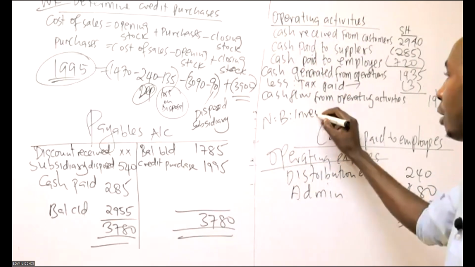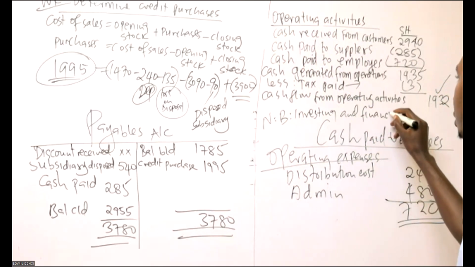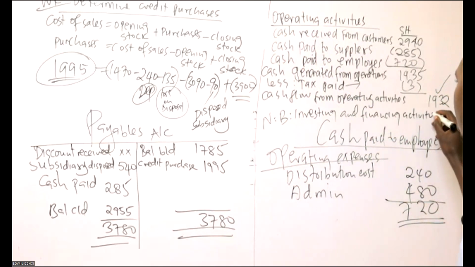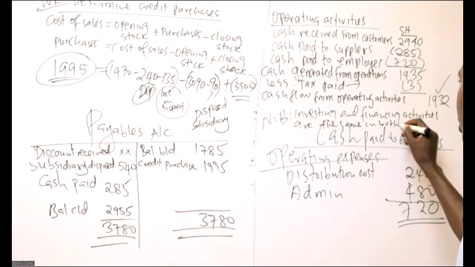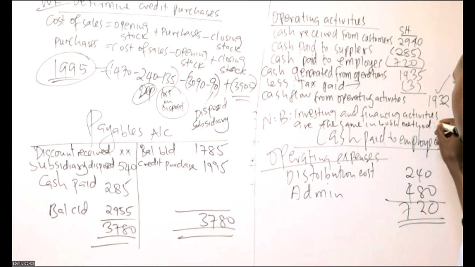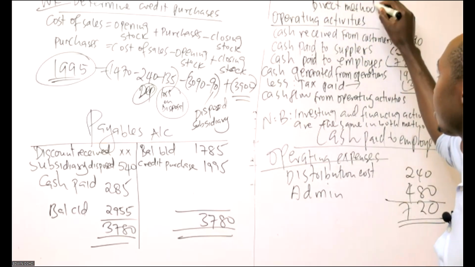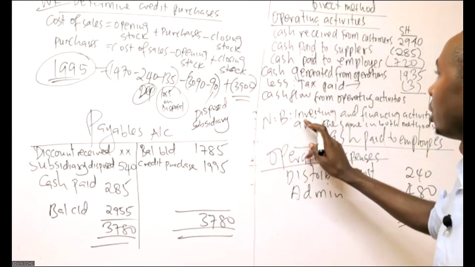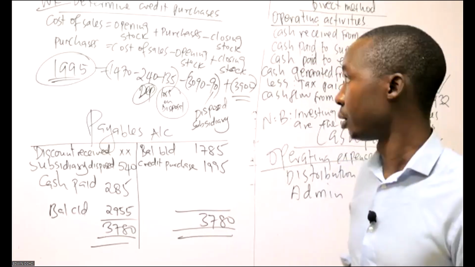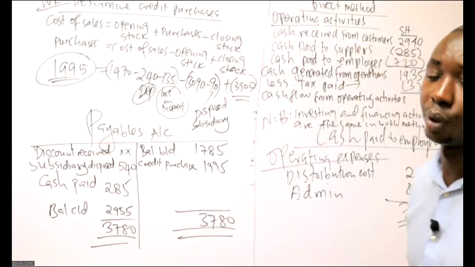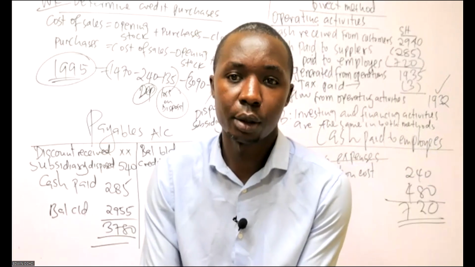NB, investing and financing activities are the same in both methods. But now you don't have to write this in an exam. So if you were to use the direct method, after doing the operating this way, investing you continue the way we did initially in the indirect method. And the financing you do the same, the way we did in the indirect method. So that is it for this question using both methods.